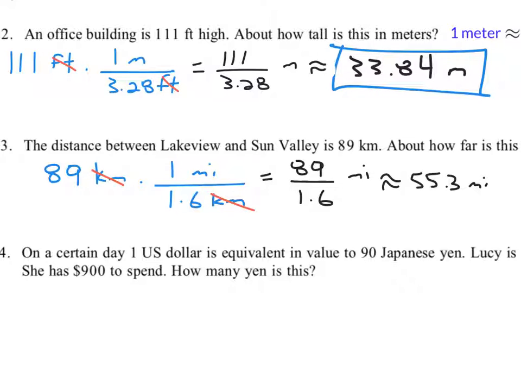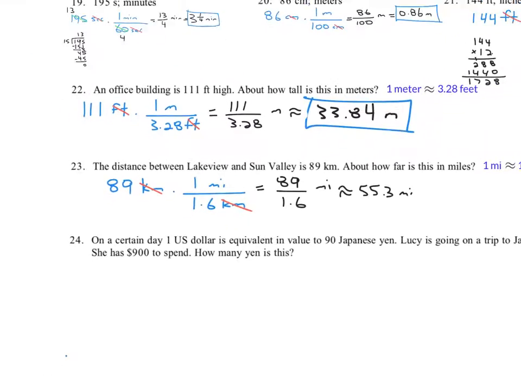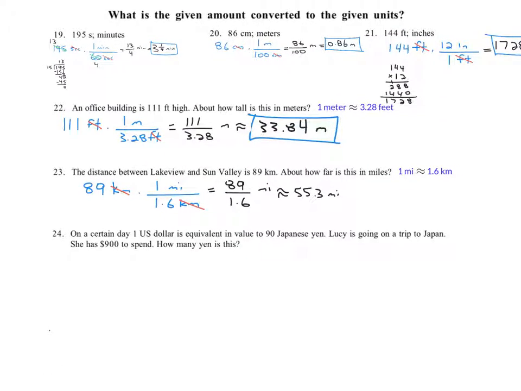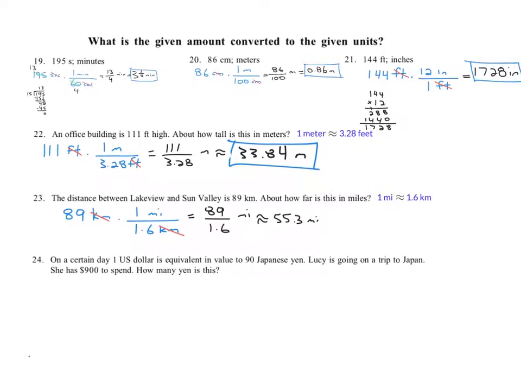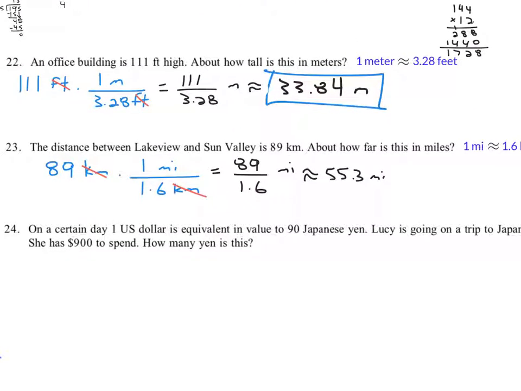Oops, let me do that one more time. Okay. And we'll do it one more time. On a certain day, US dollar is equivalent to 90 yen. This will be a little bit easier. Let's write it down. Lucy's going on a trip to Japan, and she has $900 to spend. So $900 times, let's see, $1 is equal to 90 yen.